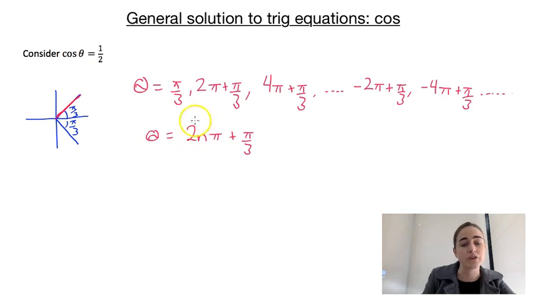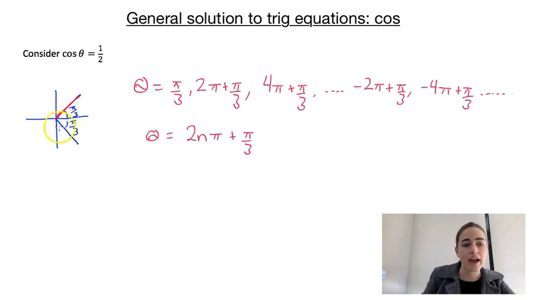So this term would have been 0. For this term, our n would have been 1. For this term, our n was 2, and so on. For these ones, our n's would have been negative. So our n would have been negative 1 or negative 2 for this one here. So this is the general way that we can write the solution for this red ray there.